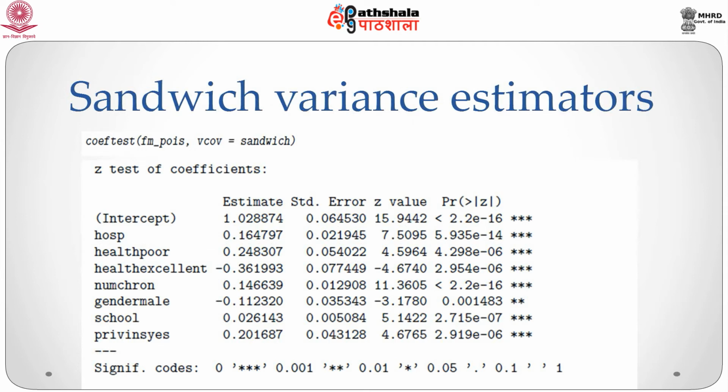A second alternative is to continue to fit the Poisson model, but to use robust estimators of the variance. This can be done by using a set of estimators called sandwich variance estimators. The idea behind sandwich variance estimators is that they are robust to the model specification. So we can get these estimators by using the command coeftest, fmpois, which is the GLM object, and with the option vcov equal to sandwich. This returns a z-test of the coefficients. If you compare the outcome from here to the previous outcome, you will see that the estimates are similar, but that the standard errors and consequently the z values and the p values have all changed.